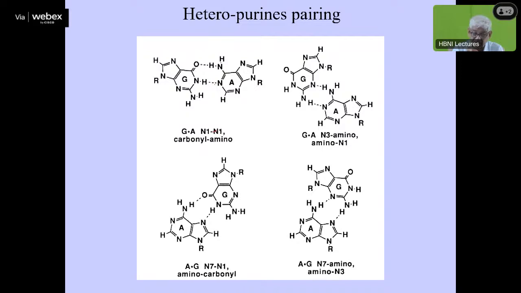Both are between the amino group and the nitrogen. So that is the way it is. Hydrogen bonding G, A and A. And in this case it was N7, N1. What this N7, N1 means is which hydrogen atoms and which nitrogens are used in the hydrogen bond formation. That is what is indicated there. N7 amino to N3, and both are aminos there.